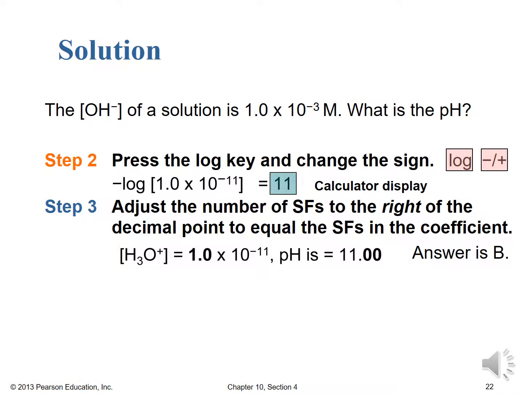Okay, so if you correctly figured out step 1, steps 2 and 3 should have been a breeze. Step 2, of course, we hit the log key and changed the sign, so we end up with 11. And finally, step 3, we adjust the number of sig figs to the right of the decimal point to equal the sig figs in the coefficient. Here we had 2 sig figs in the coefficient, so our pH value should be 11.00, which should relate to answer choice B as the best answer.